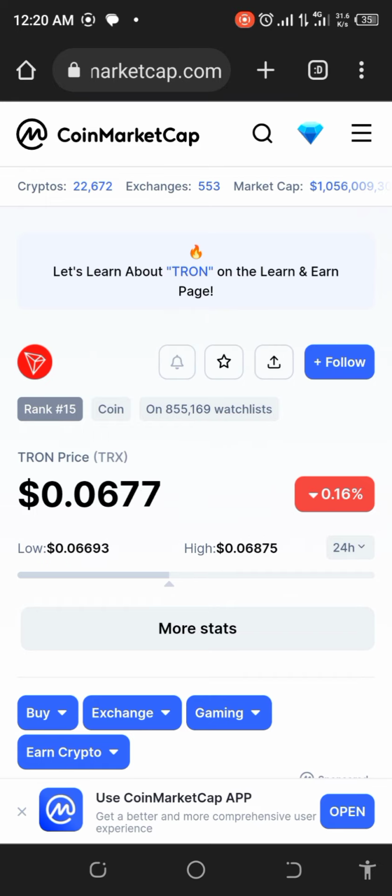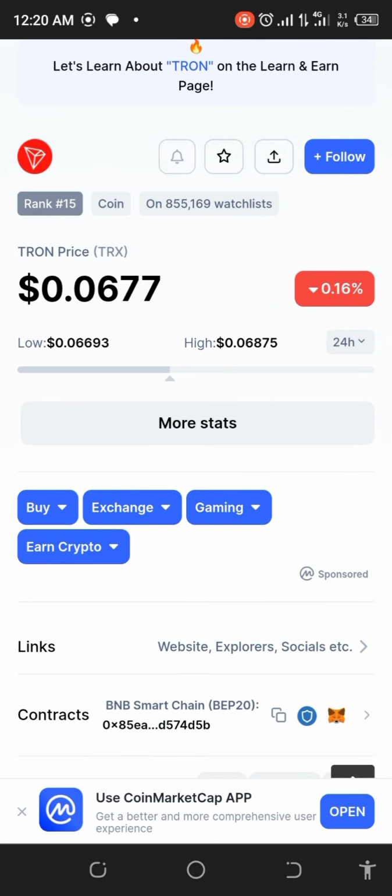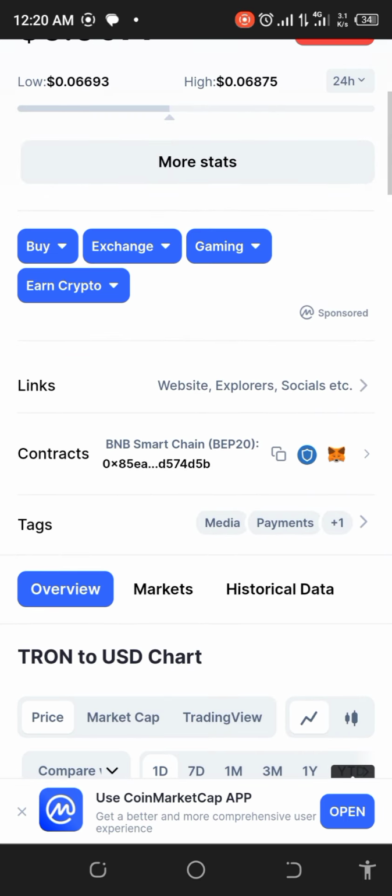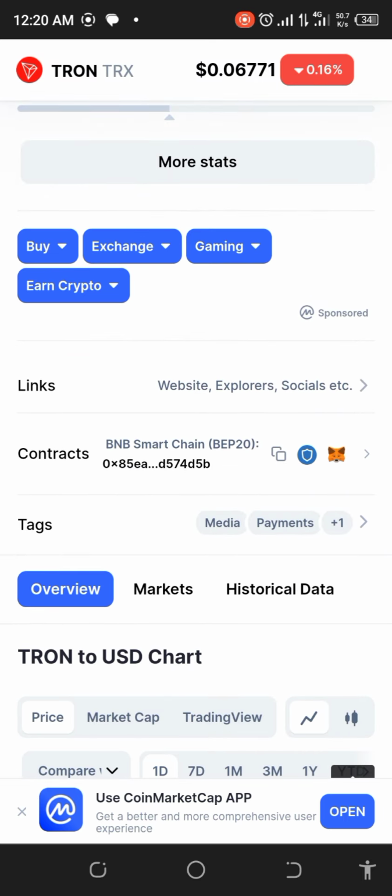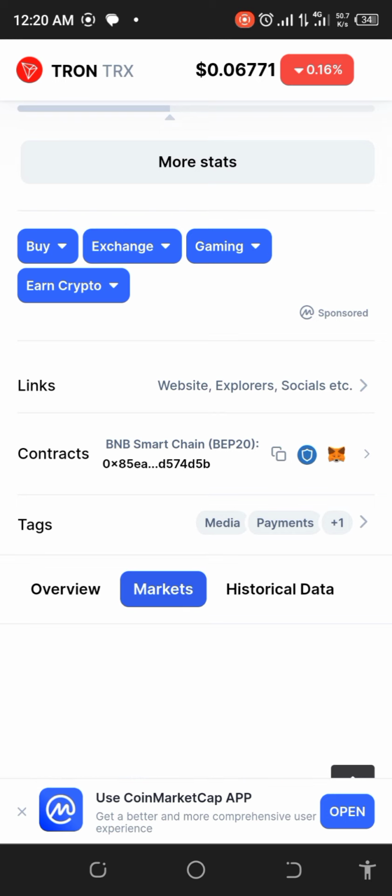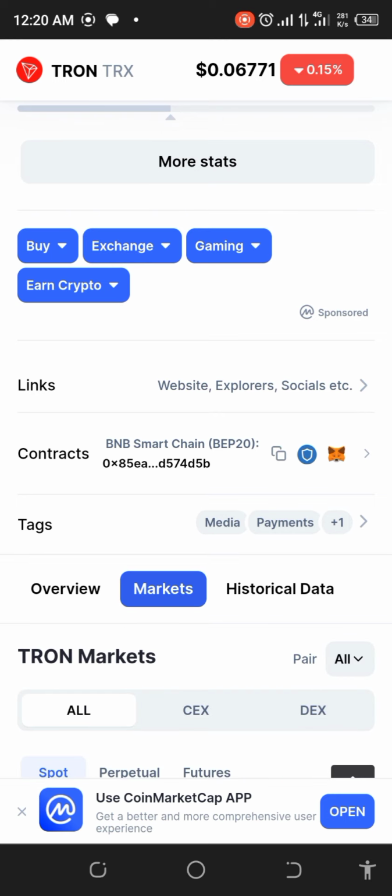This is the current price. The general price is 0.067, right? Of course, it's not a stable coin, so it will keep on moving up and down. So if you want to check the price of TRX on different exchanges, all you have to do is scroll down after you've selected the coin. You come to markets. So when you click on markets, it brings out the different places where it is listed.